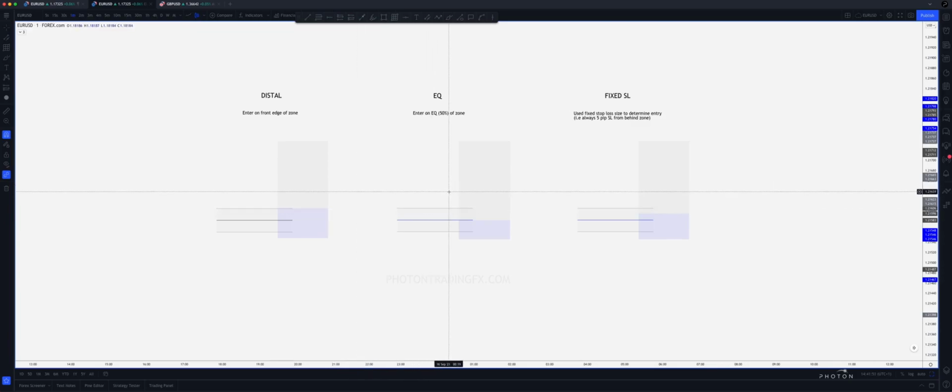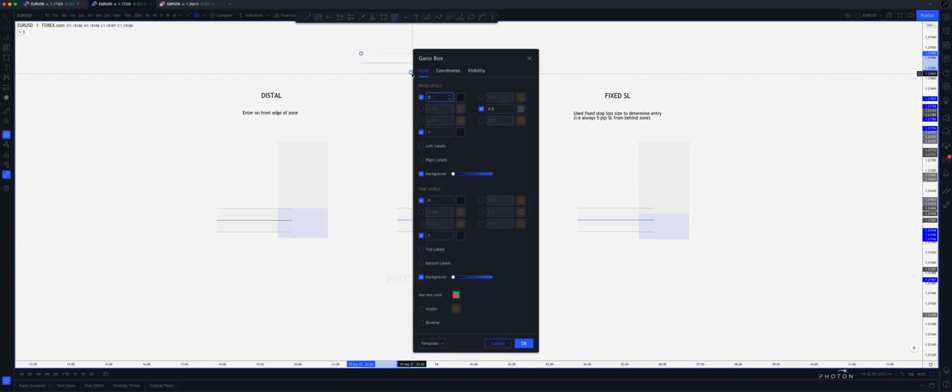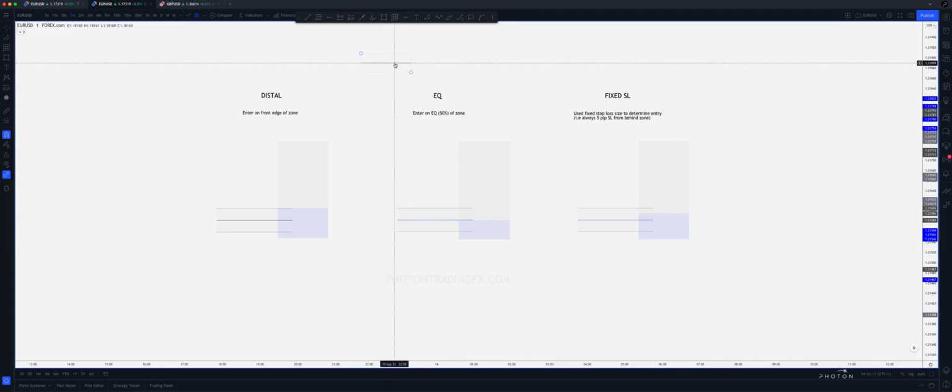So the next simple way to always enter trades is you always enter on the EQ of the zone, the equilibrium, the 50% level. And that's why it's useful to draw your zones rather than drawing your entry zones with the box tool like this. You can either use a Gann box. That's a useful one. I'll just quickly show you the settings. Take a screenshot of that if you want to use a Gann box, okay? And that gives you a line in the middle.